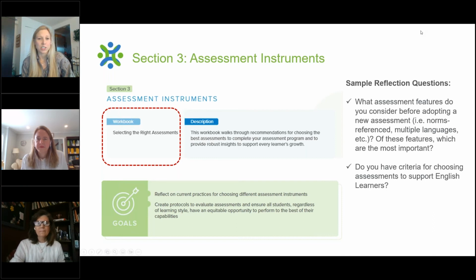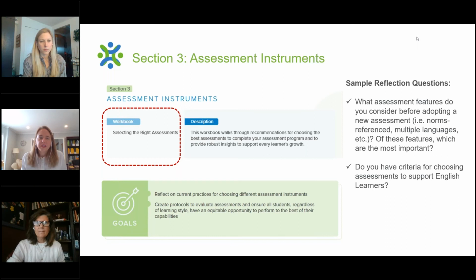So moving on to section 3, this section is all about assessment instruments. So what instruments are you actually using? What is your formative assessment? What is your summative assessment? What is your ability assessment? And how do you, when you know you need to choose a new assessment, how do you make sure that you're choosing the best one to meet your students' needs? Allison, do you mind elaborating on that a little bit about kind of what we've included in this section and some of the best practices that we've shared?